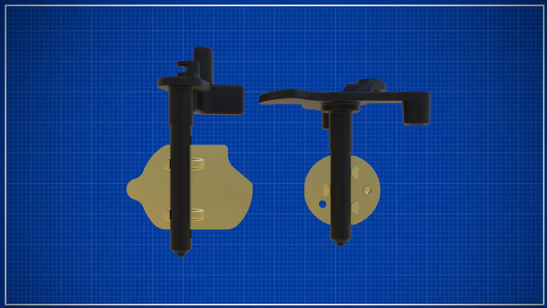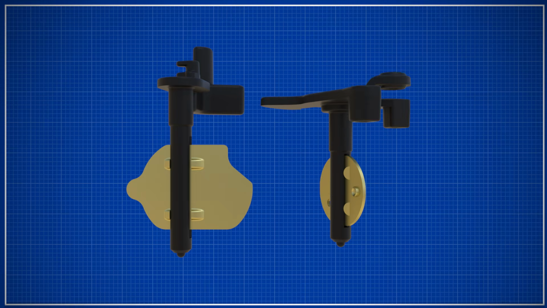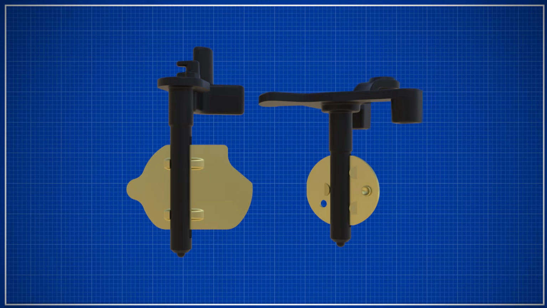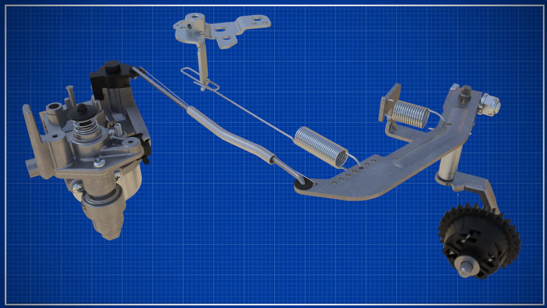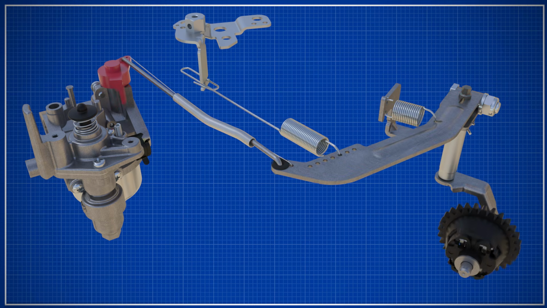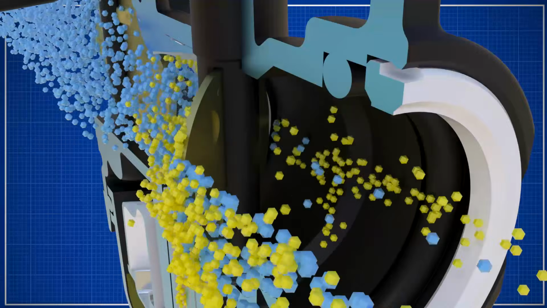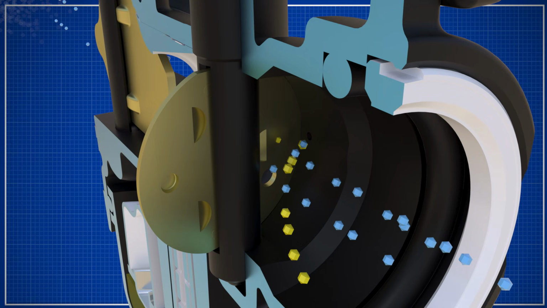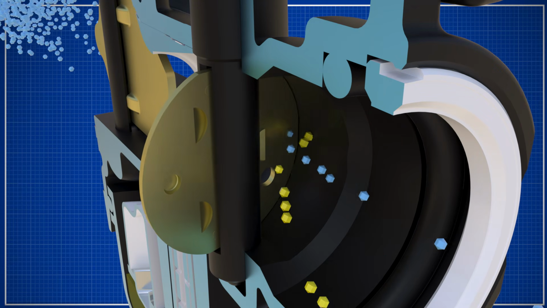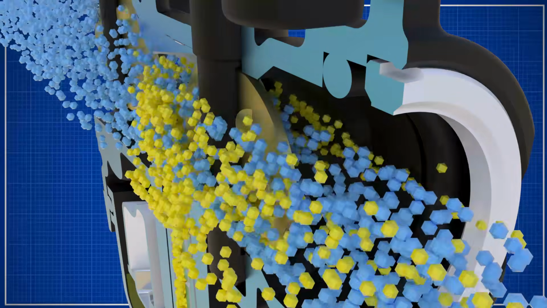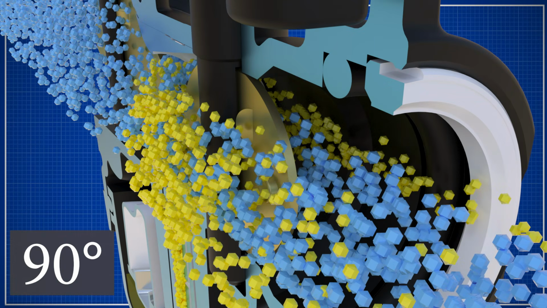Airflow controls. Built into the carburetor is a throttle plate that turns on a throttle shaft. It is a type of airflow control that adjusts the engine speed. In most cases, it is connected to the governor system. The throttle shaft and throttle plate turn between almost closed and wide open, a 90-degree movement in total.